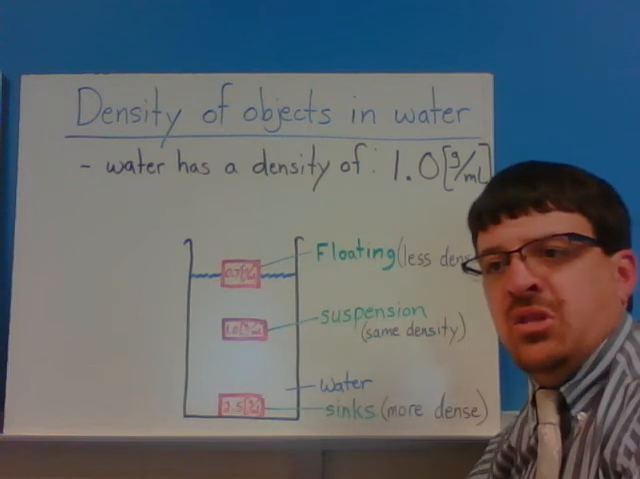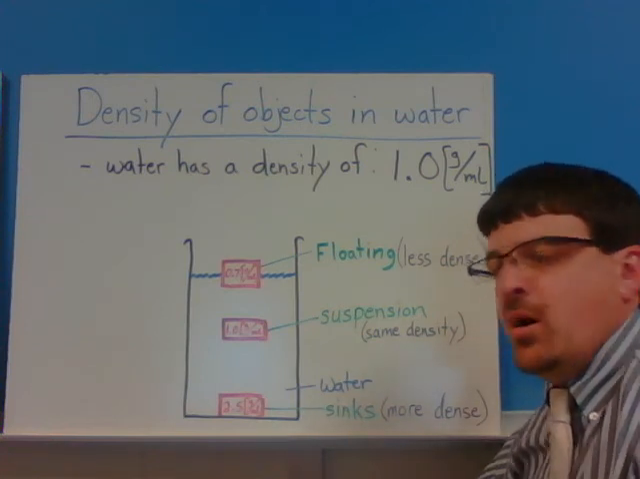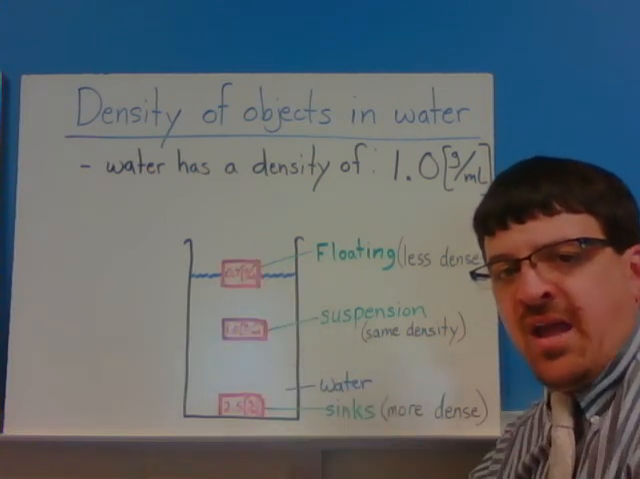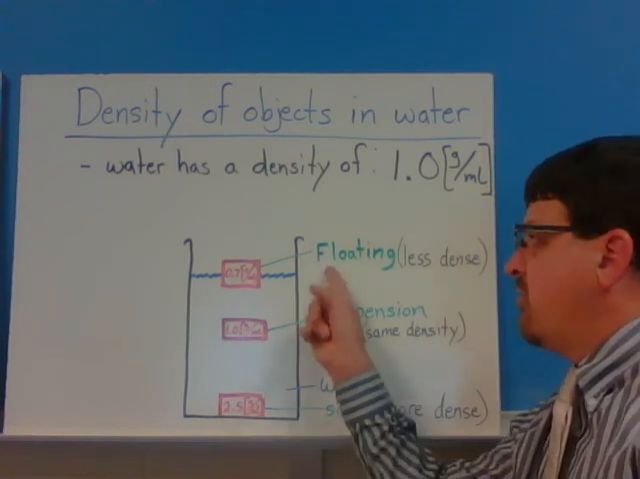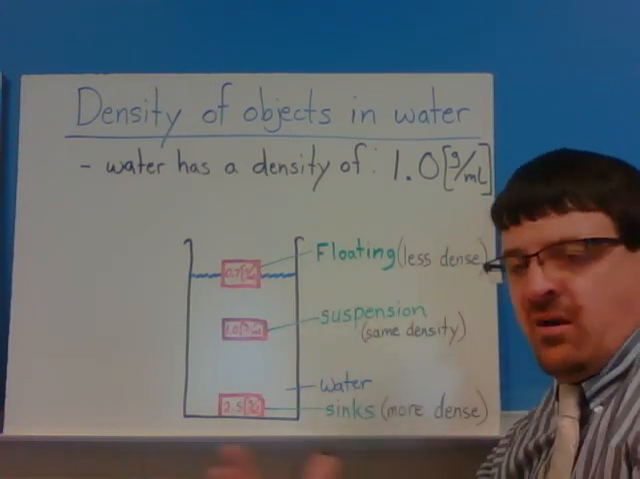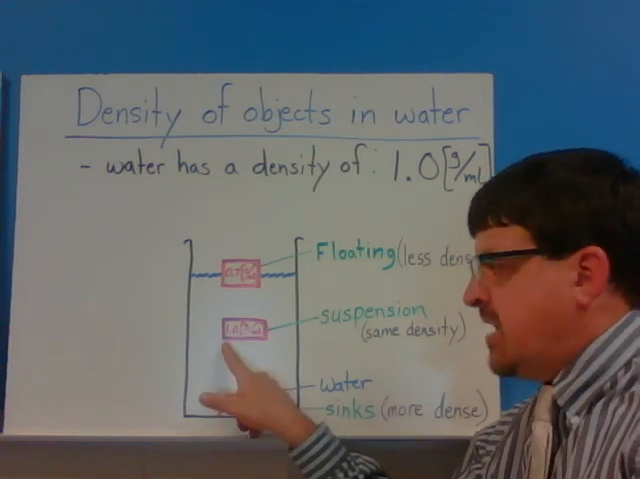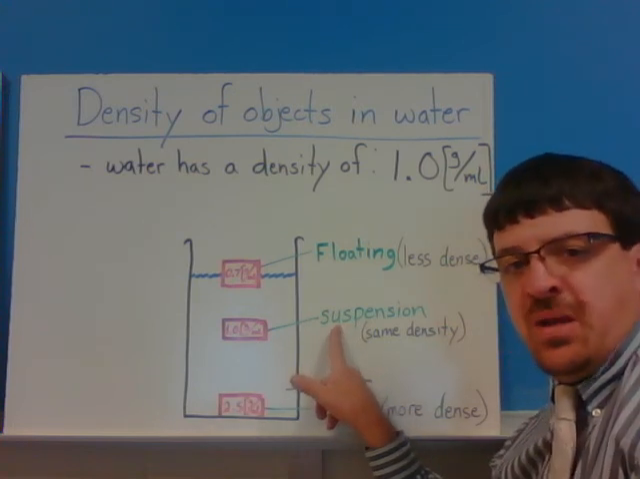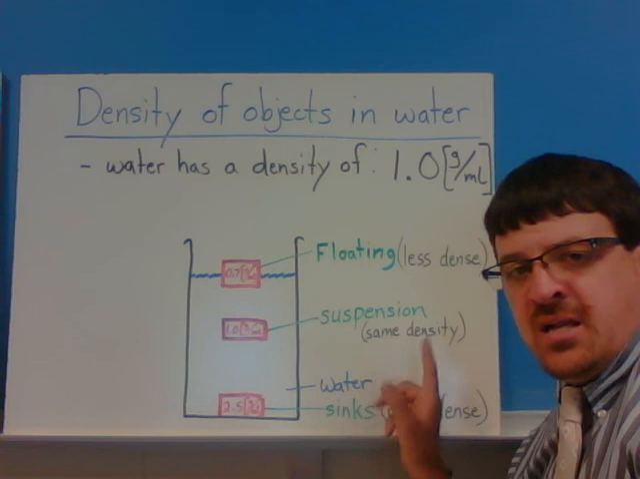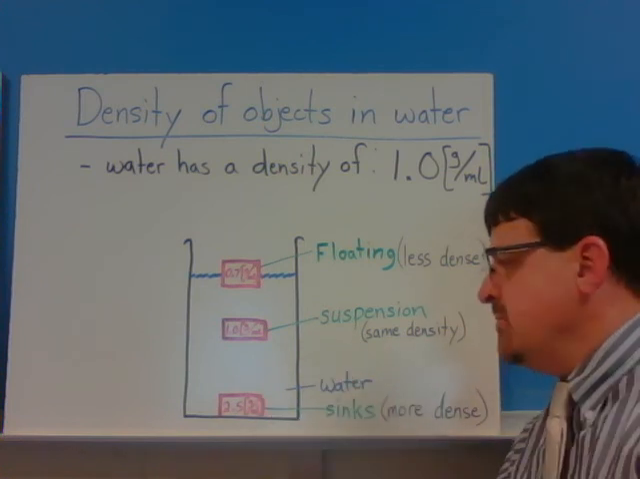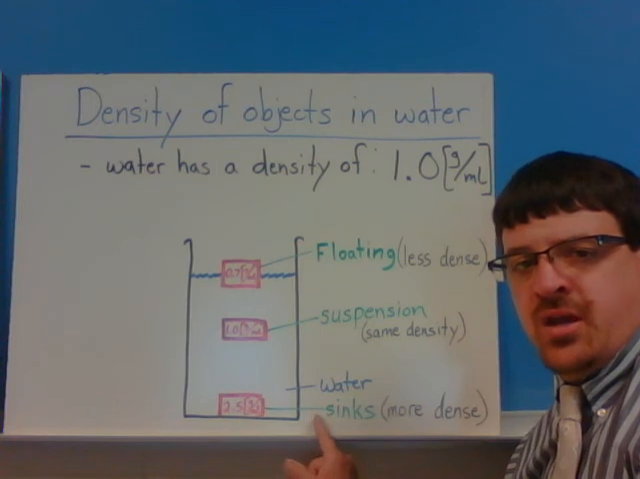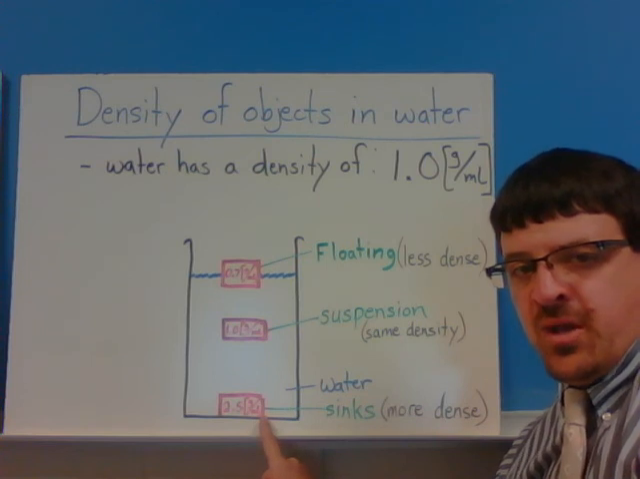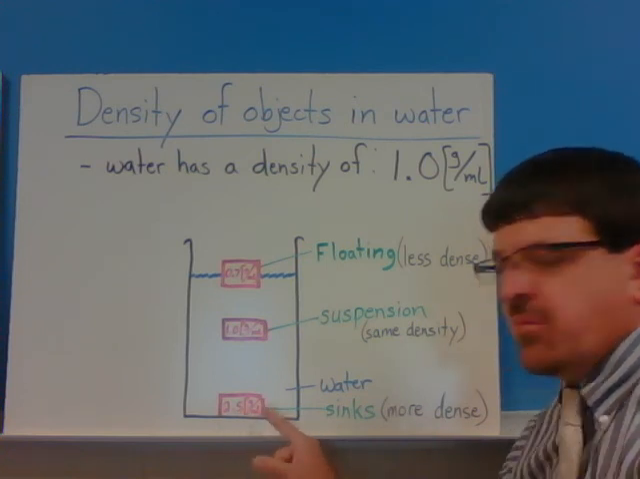Now, wait a minute. Does that mean the whole thing is going to be entirely above the water? No, some of it will be in the water. It could be half in the water and half out of the water. But that is floating. It's considered less dense. Now, if it's the same density as the water, it has a density of 1.0 grams per milliliter, and we call that suspension. If something is more dense than the water, it will sink. That right there is 2.5 grams per milliliter, and so it sank right to the bottom of the beaker.